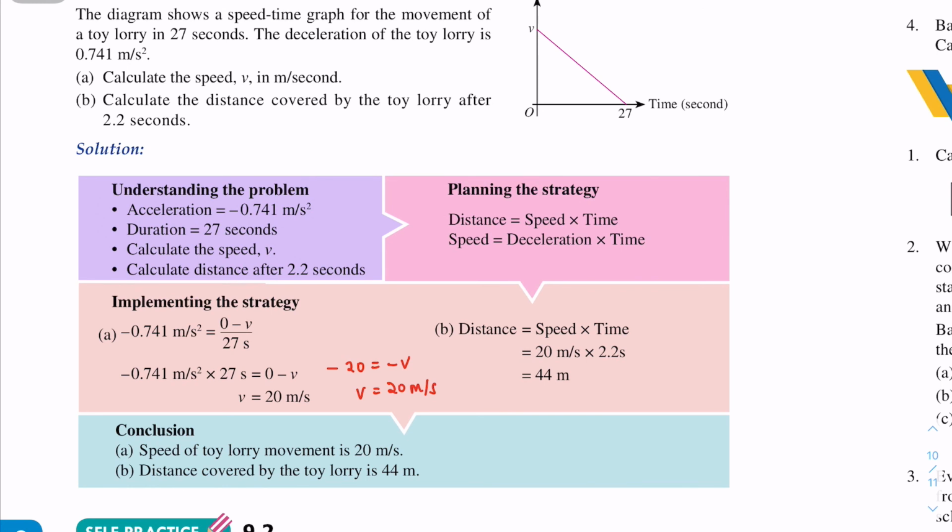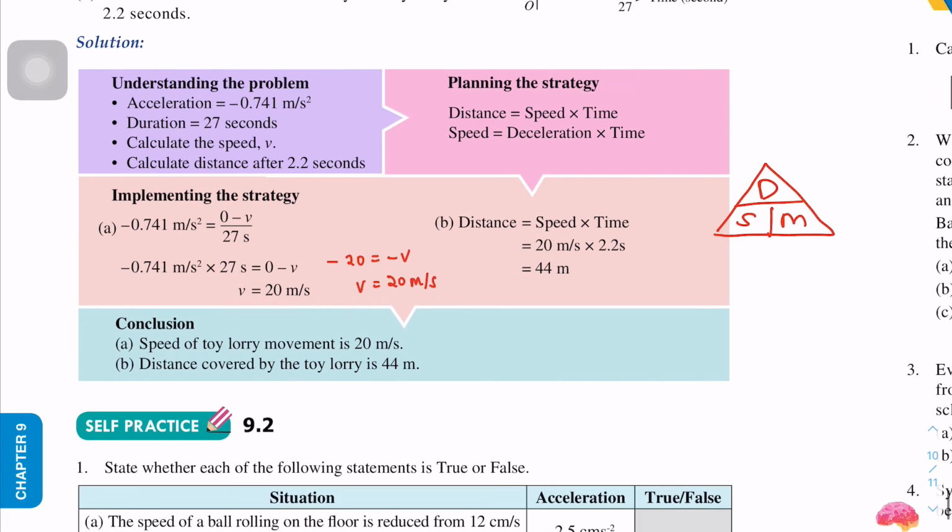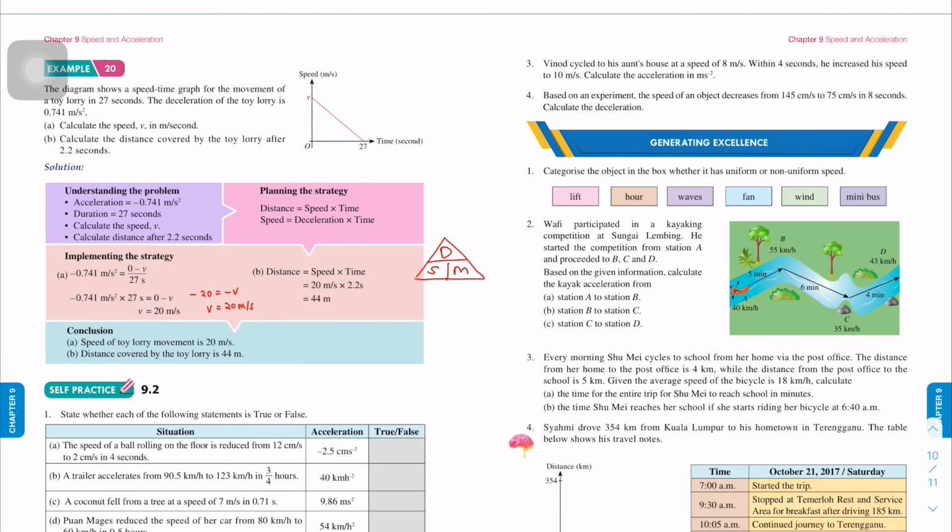From the previous subtopic, you have memorized this triangle, D S M. If you want to find the distance, you cover D, which gives you S times M, where S is speed and M is time. So the conclusion is the speed of the toy lorry movement is 20 meter per second, and the distance covered by the toy lorry is 44 meter. So that's it for subtopic 9.2, acceleration.